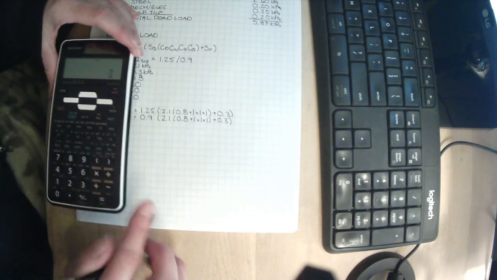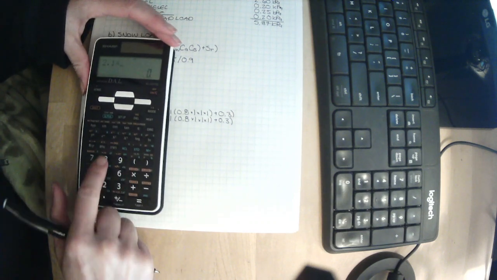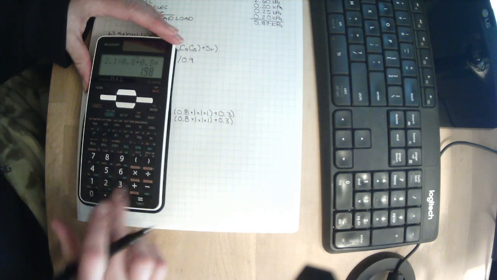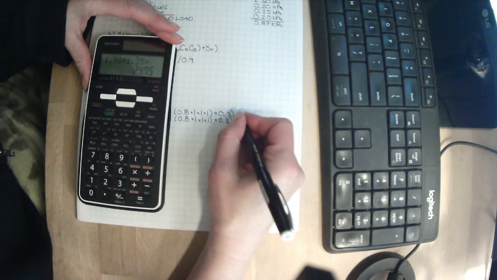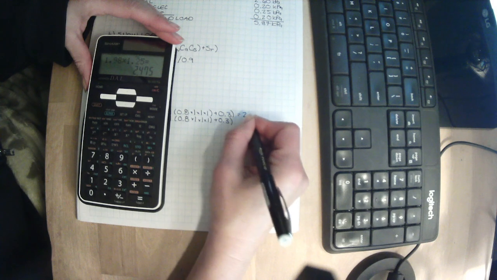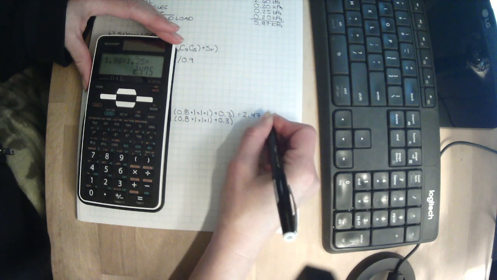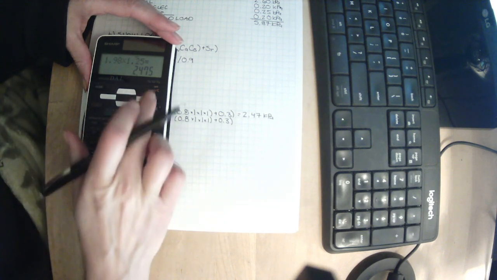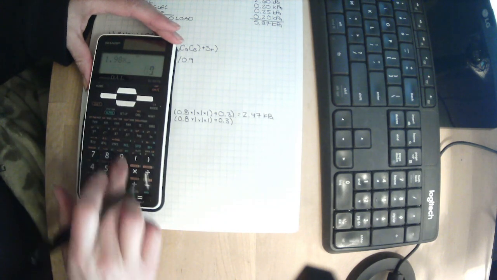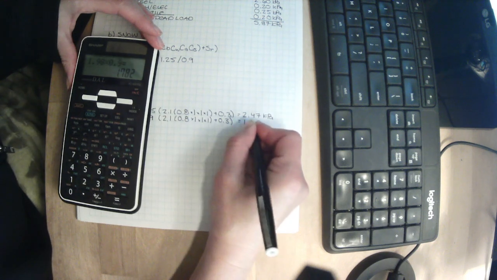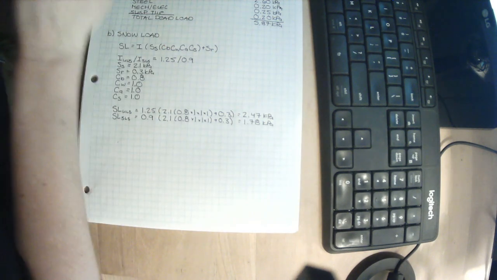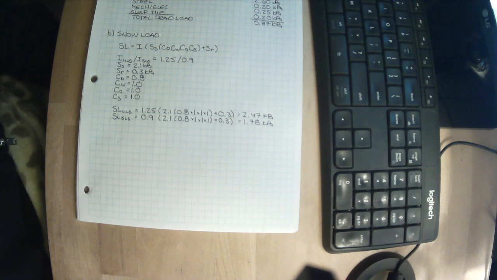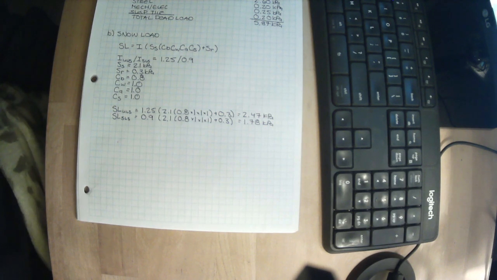So I can plug this into my calculator. 2.1 times 0.8 plus 0.3 is 1.98. So 1.98 times 1.25 is 2.47 kPa, and 1.98 times 0.9 is 1.78 kPa. Okay, what was the next thing they asked us to do? They asked us to determine the factored load on the roof in kPa.